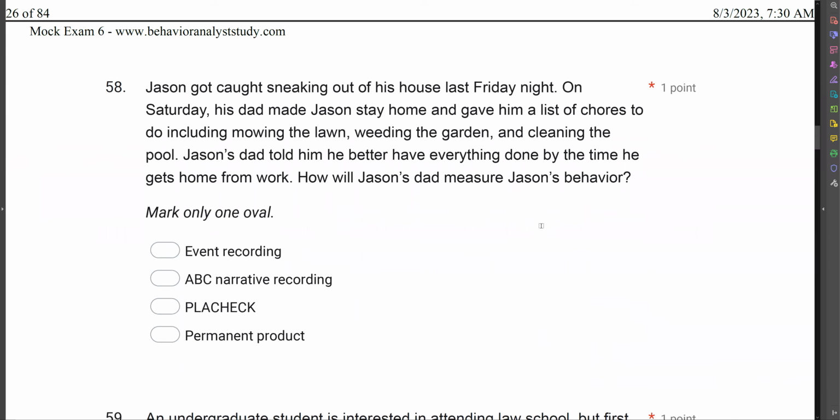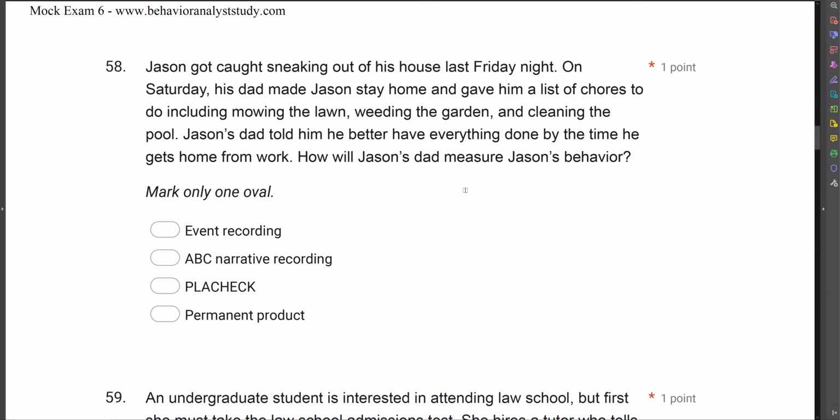58. Jason got caught sneaking out of his house last Friday night. On Saturday, his dad made Jason stay home and gave him a list of chores to do, including mowing the lawn, weeding the garden, and cleaning the pool. Jason's dad told him he better have everything done by the time he gets home from work. How will Jason's dad measure Jason's behavior?